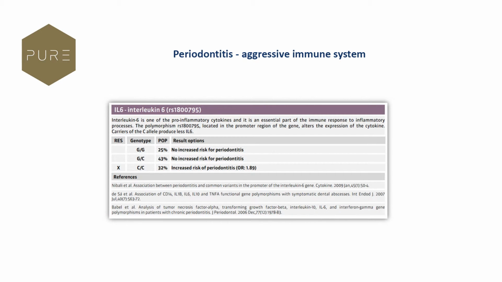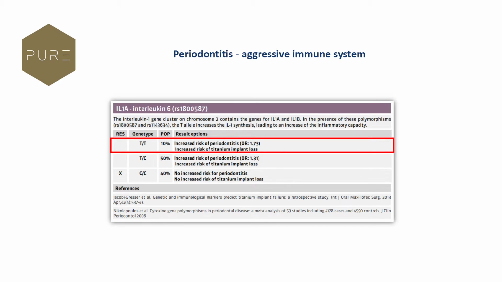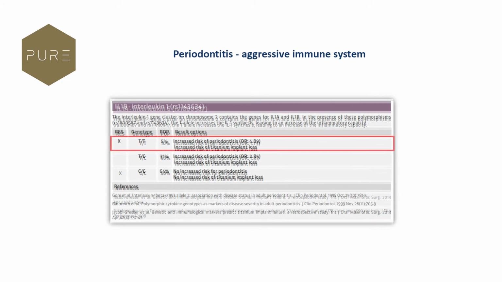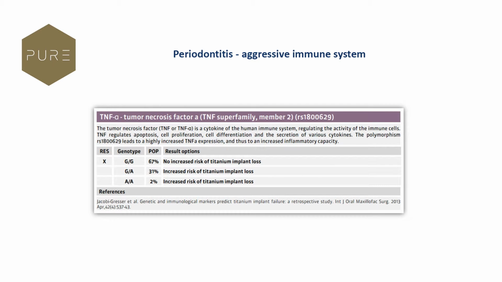This is the next gene. So 32% have an increased risk, odds ratio of 1.89. Again, if you don't know what an odds ratio is, the training for simple disease risk statistics is going to explain it to you. And so on, that's the IL-1A, 10% would have a 1.73 increased risk and a 5-fold risk. And this is just for titanium implant loss, which is another training. So I'll skip over this.